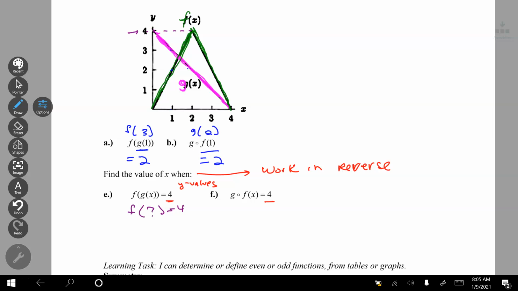I go to the f function. I find that input is 2. So that input value was equal to 2. But that question mark, that unknown, was the g of x. So I could say g of x is equal to 2. Again, that 2 is a y value. So I go to 2. On the y value, I find my g graph, which is the pink one, and that input is x is equal to 2.